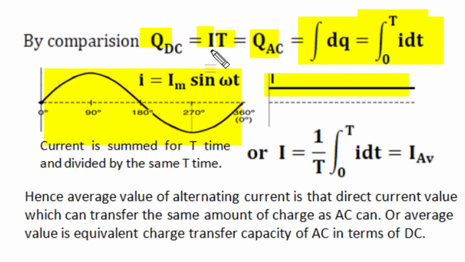If we simplify this expression, we get the DC equivalent current value for charge transfer capability equal to alternating current, given by the integration of current divided by the time period of one cycle. Here current is integrated for one time period and this integrated result is divided by that same time period. So we get the average value of current, and we can say the average value of alternating current is that DC current value which transfers the same amount of charge as transferred by AC in the same circuit in the same time interval.